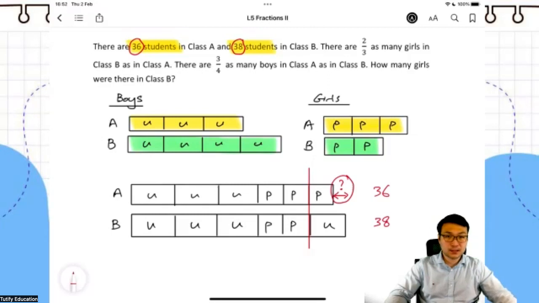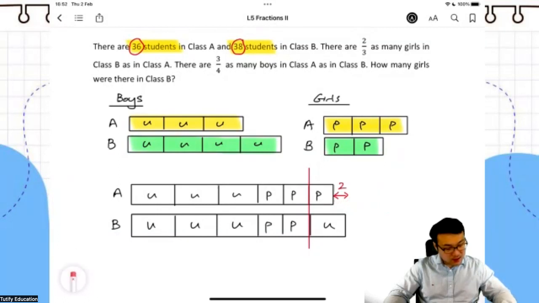Kate, Nicholas, Abby, do you know? Okay, Abby, let me ask you. Abby, do you know what's the difference here? Yes, it's 2. Very good. Okay, because 38 minus 36 is 2.